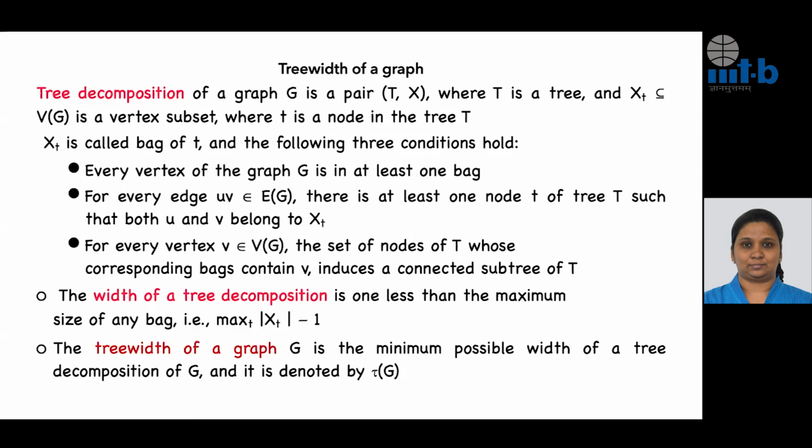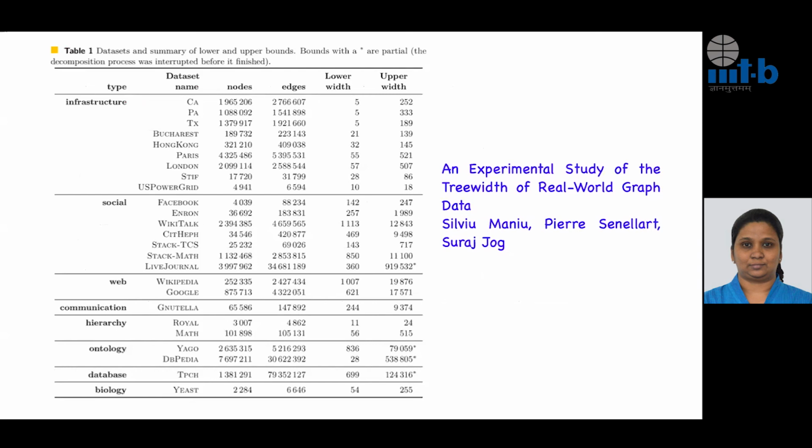is that it's been observed that a lot of graphs which appear in real world scenarios have very small tree width. So I will refer to a recent study, which is an experimental study of tree width of real world graphs. This is one of the papers where this kind of problem is studied. They have studied a number of real world graphs from different areas, like infrastructure graphs, graphs corresponding to social networks, graphs corresponding to web communication, and so on.